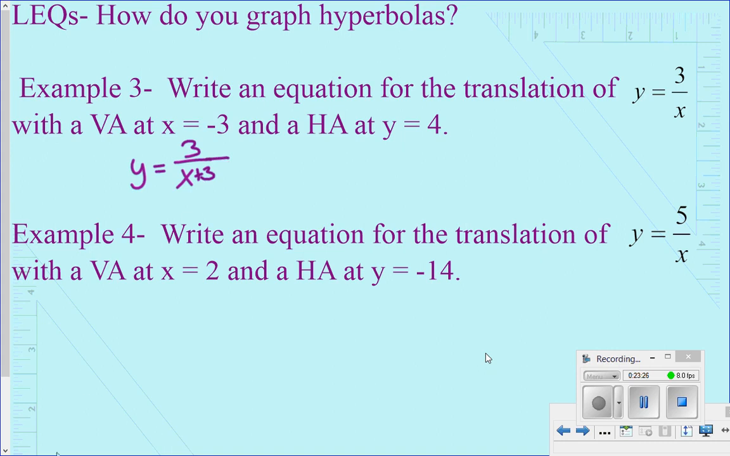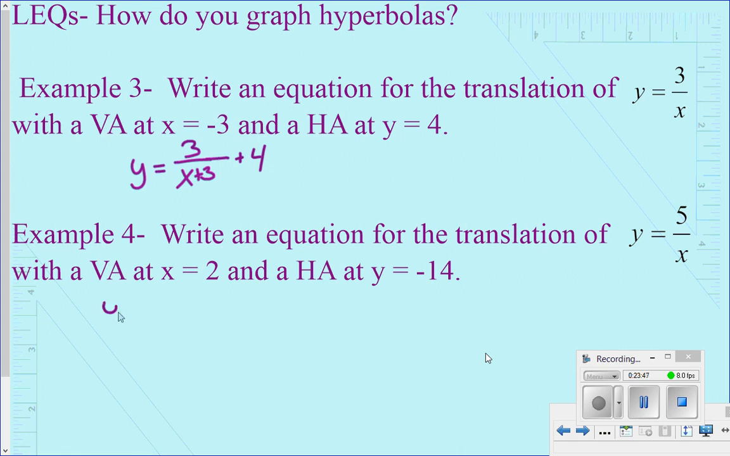The other way you can think of that is, remember, if I set this equal to 0 and solve, I should get the vertical asymptote. And if I set x plus 3 equal to 0, I do get -3. And then the horizontal asymptote, remember, that's your up or down shift. So if it's at +4, that means I need +4 on the end. So that's our equation.